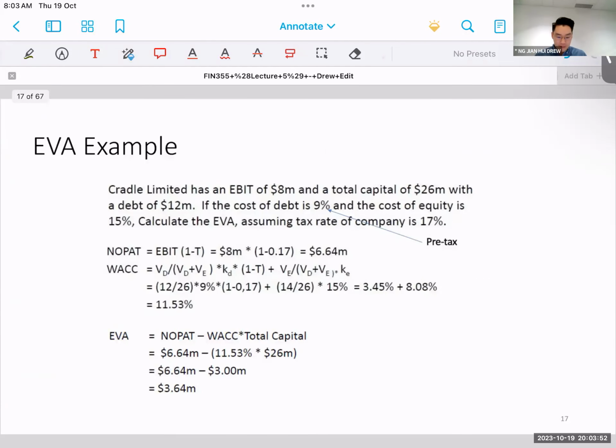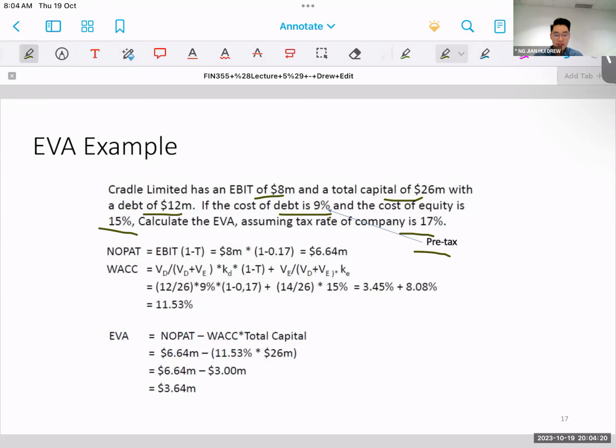Okay, so we do have a simple example here. We are given EBIT is 8 million, total capital employed is this, debt is 12. Of course, I want to highlight again that this will never come out in your exam because it's just to illustrate, right? Cost of debt is this, and this cost of debt is pre-tax, so we know that there is a tax shield being employed at 17% here. Cost of equity is given at 50%.